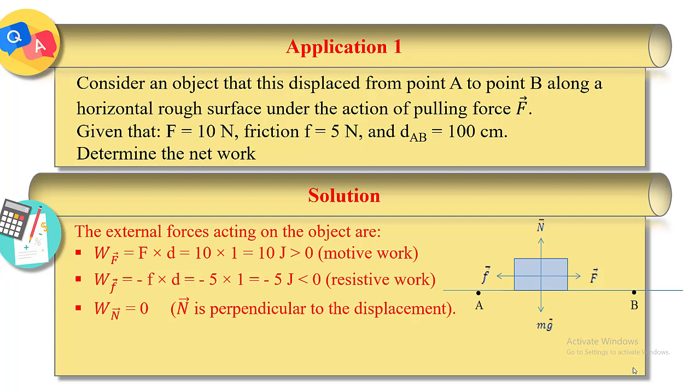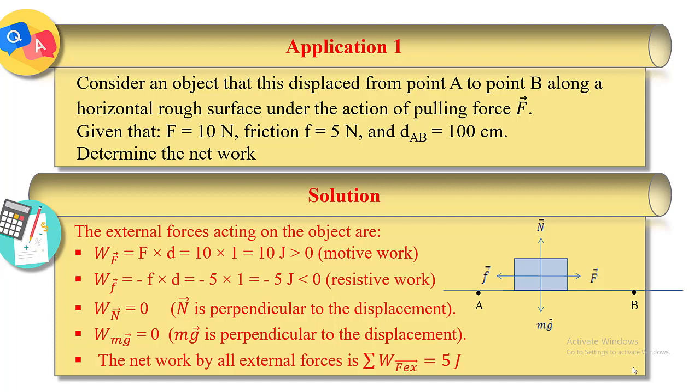The work done by the normal force is equal to 0 since it is perpendicular, and the work done by the weight is also equal to 0 since it is perpendicular to the displacement. So the net work by all external forces is equal to their sum. So we have 10 minus 5 plus 0 plus 0, we get 5 joule.